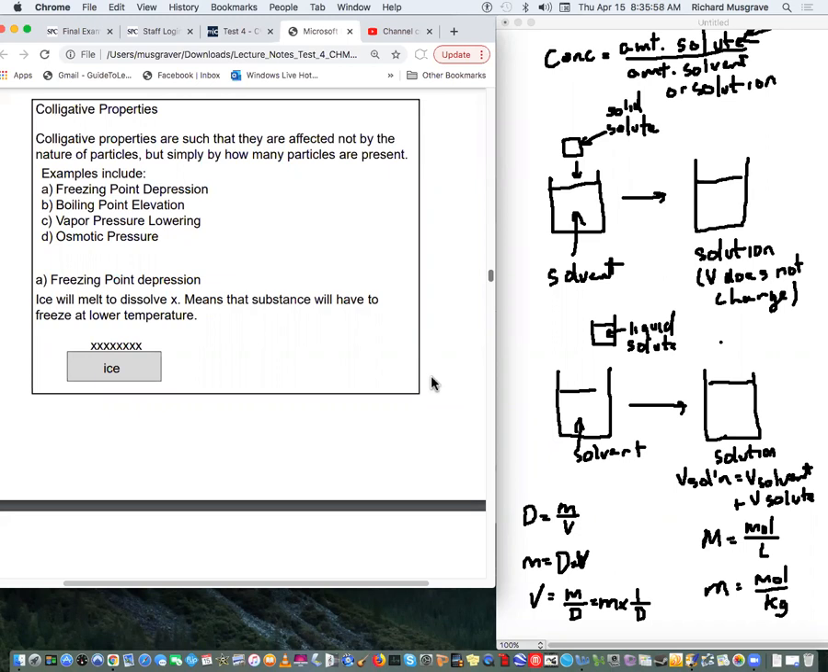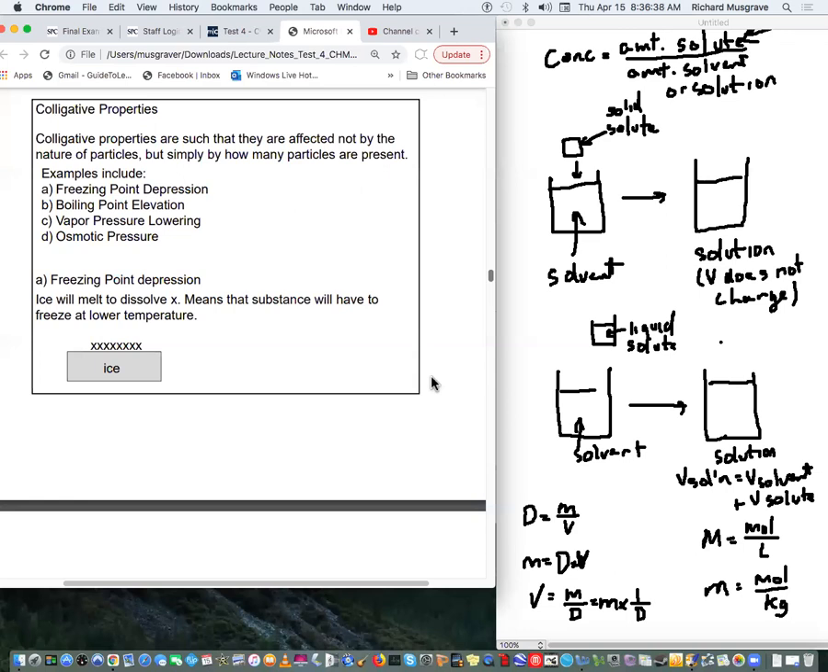So what I'm going to do at this point is go through and show you how these colligative properties occur, or at least give you some sort of base explanation as to why that happens. The first one we're talking about here is called freezing point depression. So if you put something, a solid, for example, on top of ice, and that solid is soluble in water, what will happen is that the ice will melt in order to dissolve the X that you've put on top of it. So what this effectively does is it lowers the freezing point.